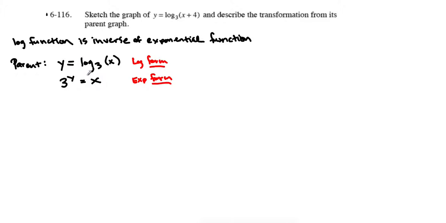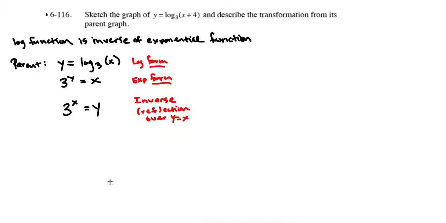This is our parent function. But if I wanted to go to the inverse, and remember the inverse is a reflection over the line y equals x, then I would have to flip my x's and y's. So what I would end up with there is 3 to the power of x equals y.